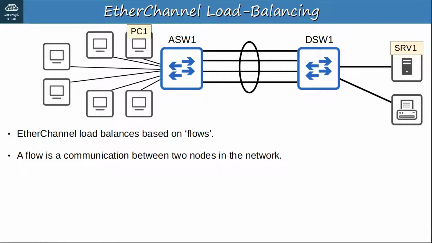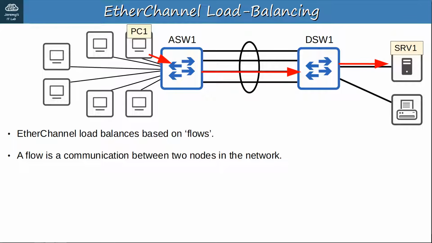So let's say PC1 initiates an exchange of data with server 1, and it sends a few frames to do so. The frame is received by A switch 1, and assuming it already knows the MAC address of server 1, it will forward the frame out of the port channel to D switch 1. However, which physical interface will it use? Well, there is an algorithm it uses to calculate which physical interface the traffic will actually be sent on.